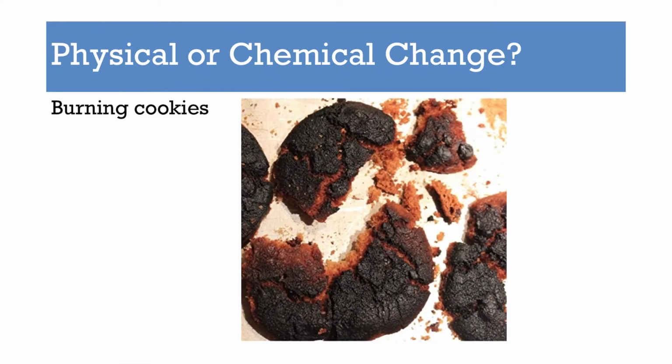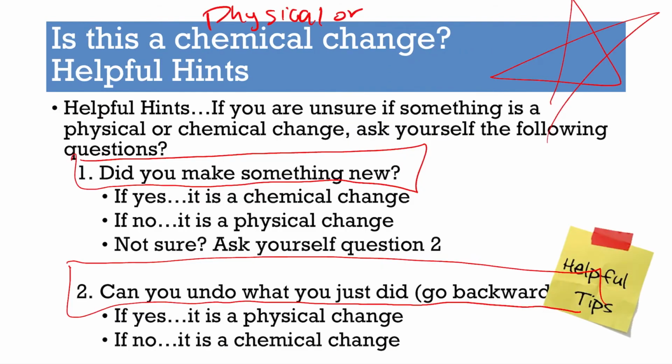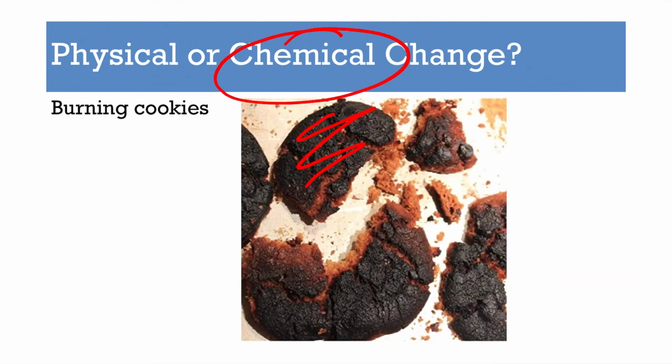Burning cookies. What do you think? Physical or chemical change? Hopefully you guys said chemical. When you're burning something, you are changing the chemical composition. That's why the outside of the cookie is now black. It's that leftover carbon from whatever was in the cookie beforehand. And if you're not sure if you've made something new in that, this question right here, can you unburn a cookie? The answer is no. So again, that is chemical.